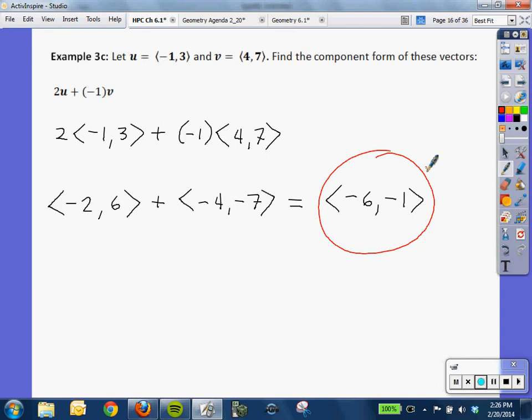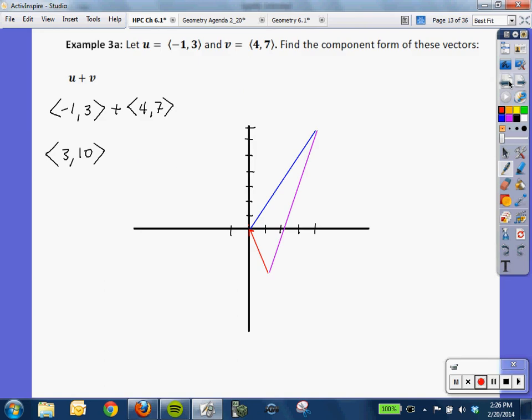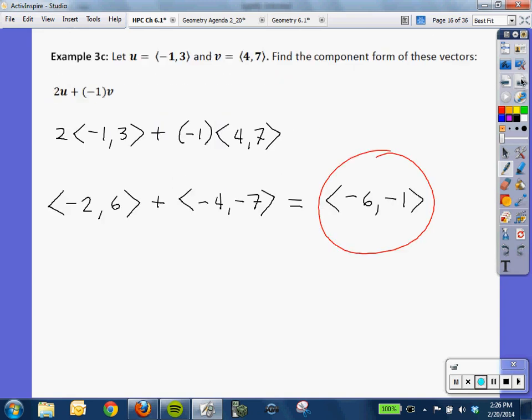One thing that I notice is that when we added u and v before, we ended up with a vector that was 3, 10, and 3, 10 shoots off in the positive x, positive y direction, right? And now we have this vector that shoots off in the negative x, negative y direction. This is making lots of sense to me because one of our vectors, we've multiplied it by a negative, and it changed the direction of that vector. So that was just a side note, me thinking out loud.